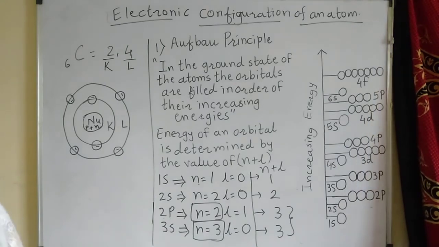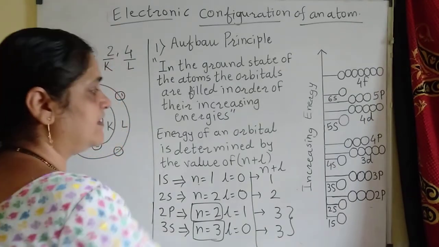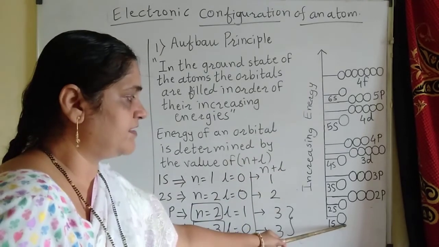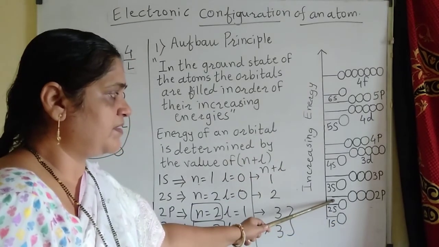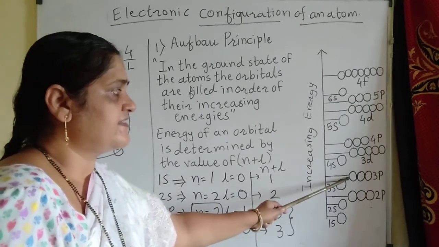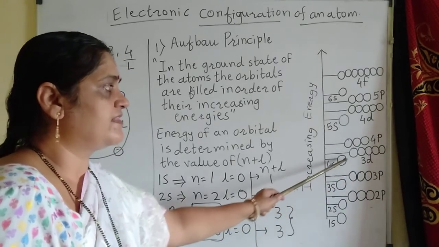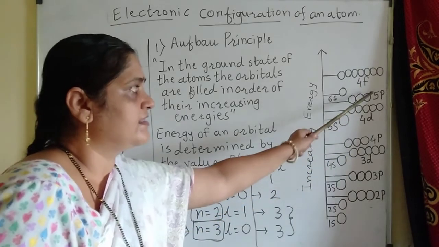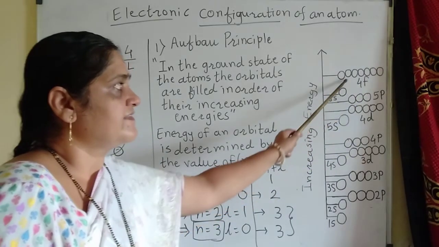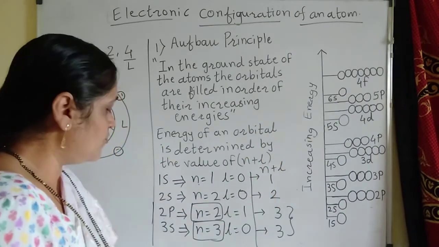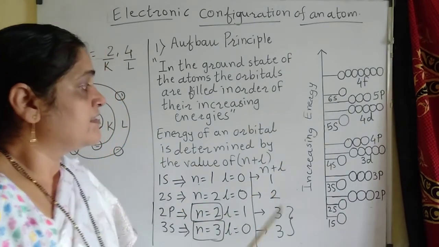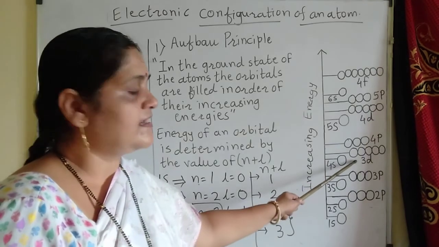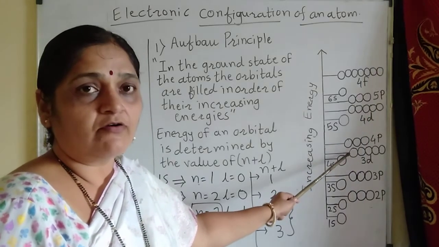Okay, so here I have arranged these orbitals in increasing order. You will find that first 1s will be filled, then 2s, then 2p, then 3s, then 3p, then 4s, then 3d, then 4p, then 5s, then 4d, then 5p, then 6s and then 4f. Now the question comes: after 3s, 3p will be filled, so why is 3d not filled next?